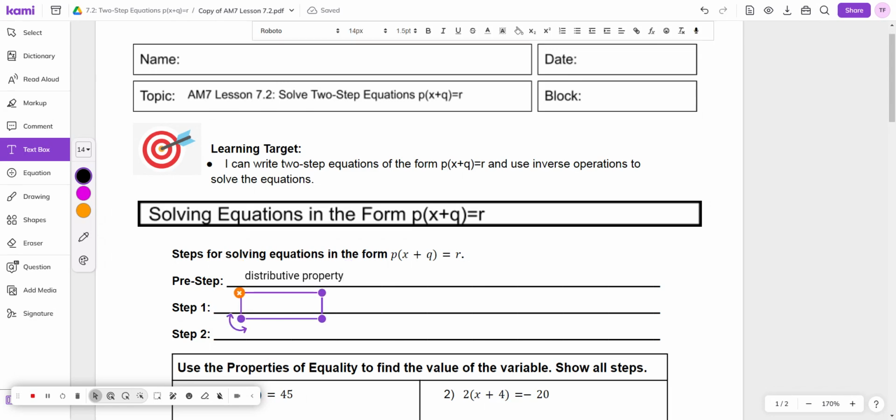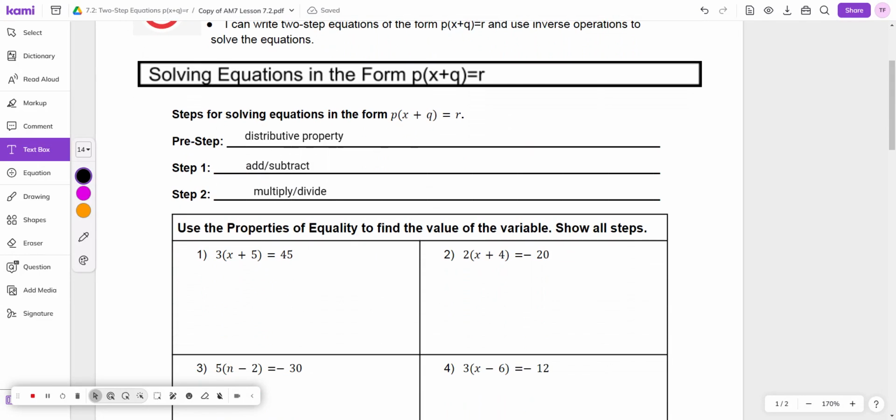After you do that, then you follow the normal steps. Add or subtract depending on what's going on, and then you multiply or divide, depending on what's going on. All right, so now that we've got that established, let's get going. It says to use the properties of equality. That means whatever I do to one side, I have to do to the other side, and I need to use inverse operations to get my variable all by itself.